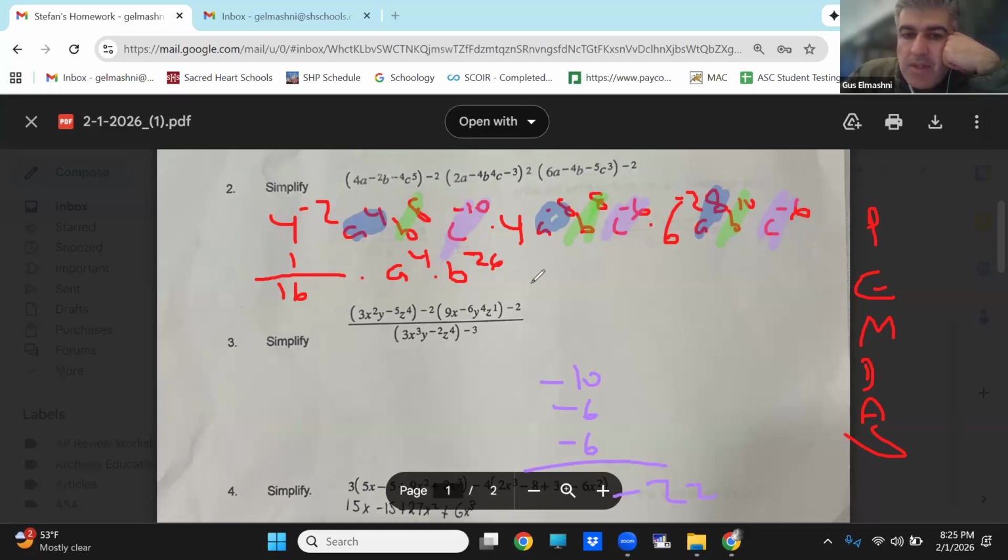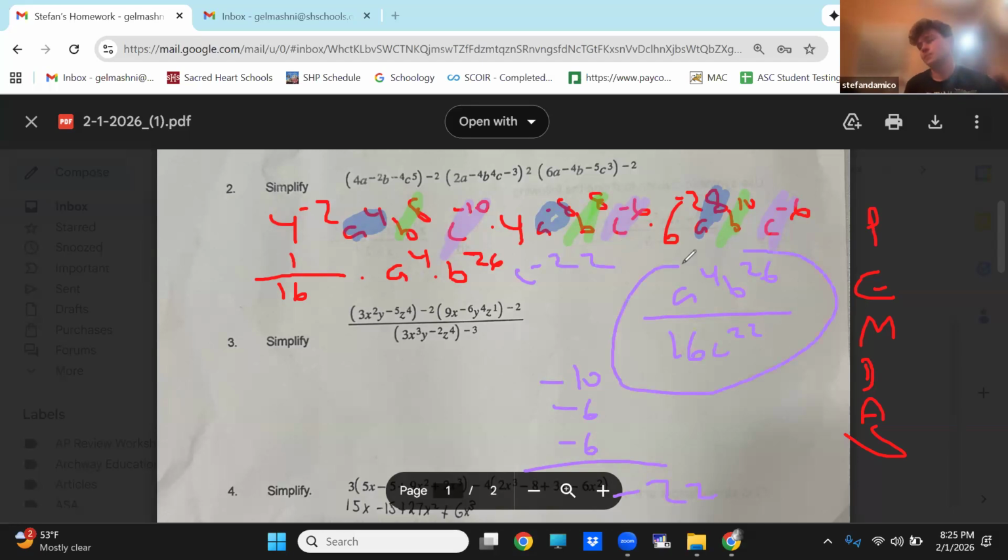So you have C negative 22, which goes on the bottom. So it's A4, B26 over 16, C22. So yeah, okay.